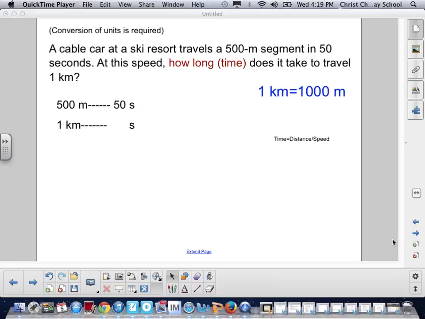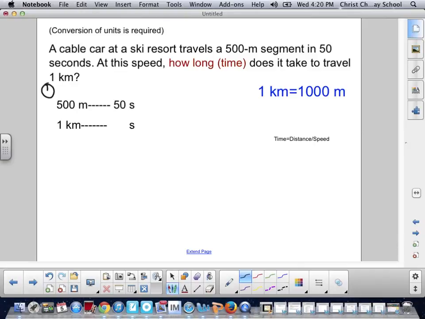So we are given the information measured in meters per second. However, they would like for us to figure out in kilometers. So we are going to have to do a conversion within our solution. So let's take a look at the first method that we can use to figure this out. This is called an arrow diagram.